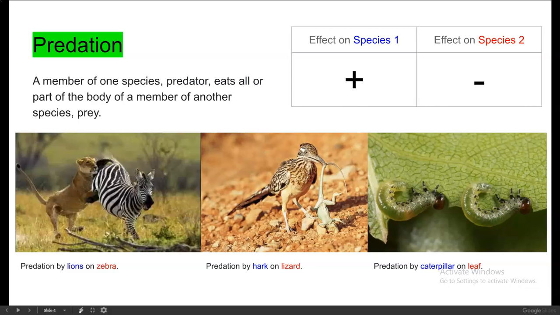Predation is an example of a plus-minus community interaction where one species is benefiting and the other species is obviously not benefiting, the one that's being eaten. So this is where a member of one species, the predator, eats all or part of the body of a member of another species, its prey. Predation by lions on a zebra, predation by hawk on a lizard, a special type of bird. Predation by caterpillar on a leaf.